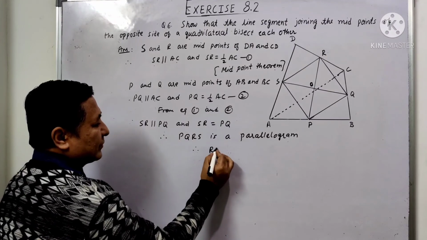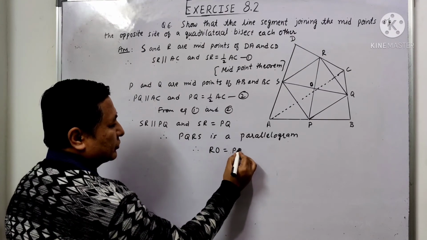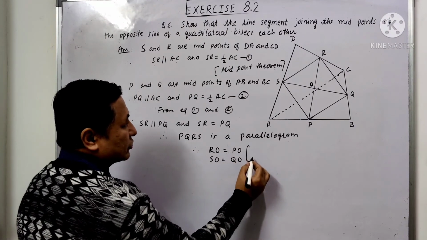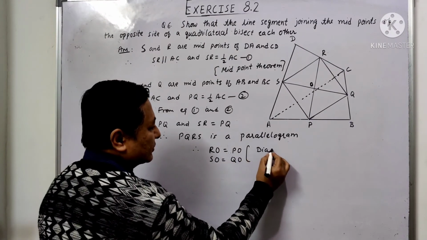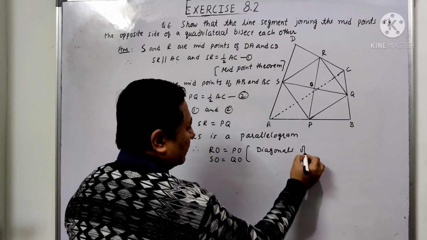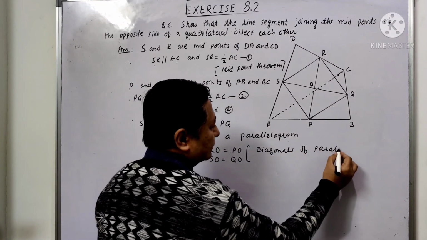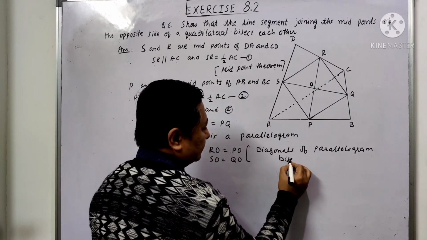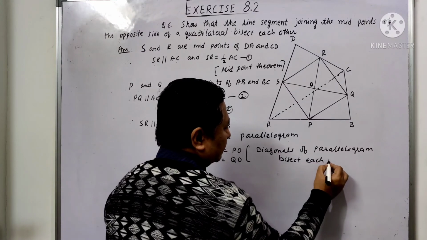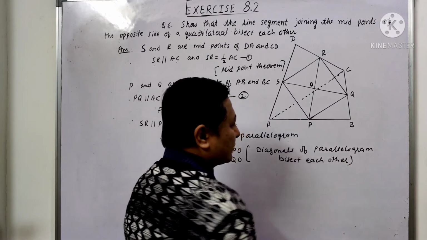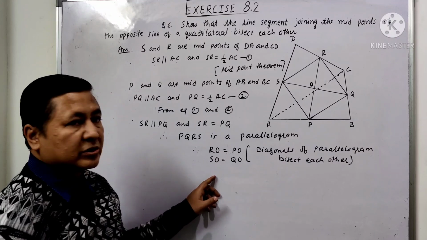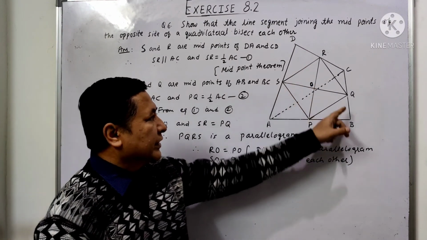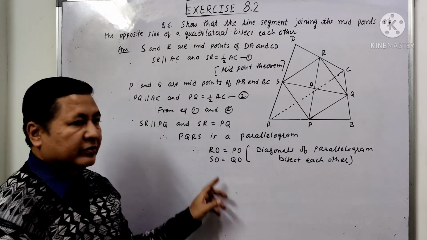Therefore we can say that RO is equal to PO and SO is equal to QO. That is due to the reason that the diagonals of a parallelogram bisect each other. This is the only thing that we have to prove in this question, that RP and SQ bisect each other. So we have already proved that.